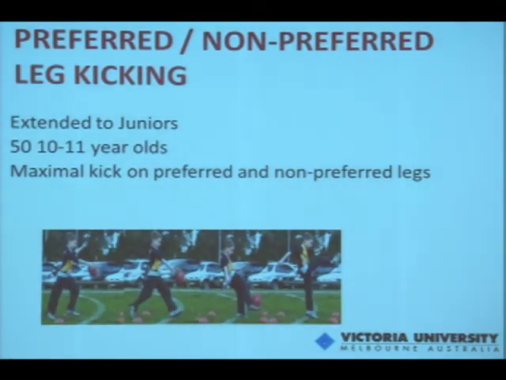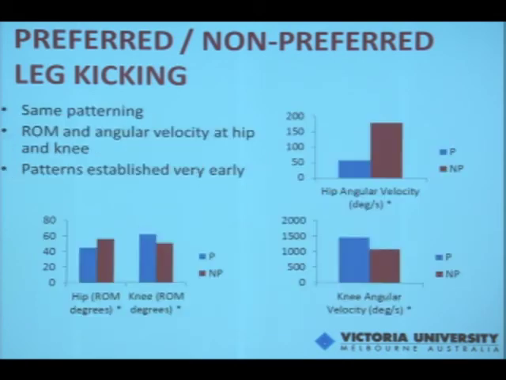We extended this work to juniors. So we looked at 10 and 11-year-olds. Went back to 2D on this one because we were down at the local park. We looked at maximal preferred and non-preferred leg kicks. Very interestingly, exactly the same patterning occurred. We had range of motion and angular velocity at the hip and knee differed exactly the same way as the seniors did. So hip angular velocity, blue is the preferred leg, red's the non-preferred leg.